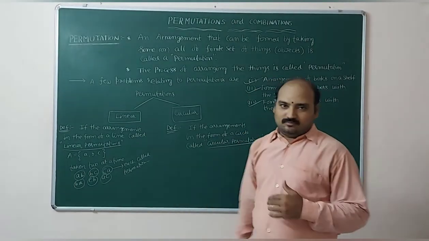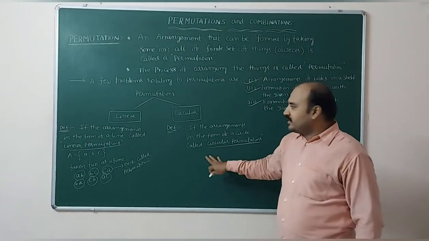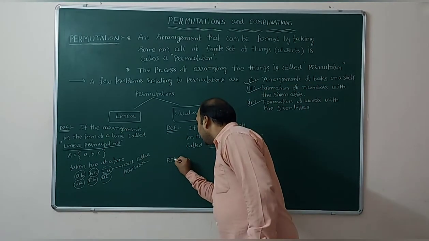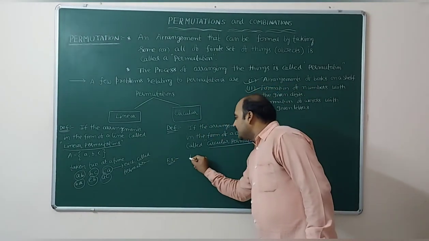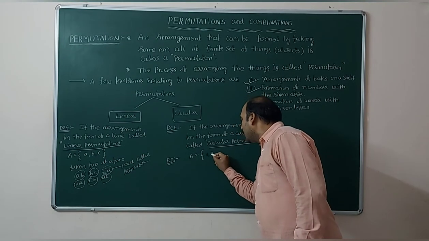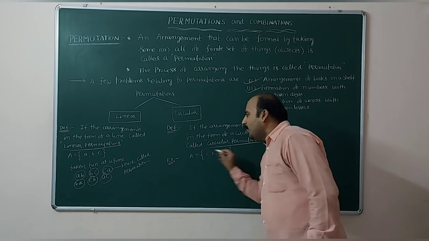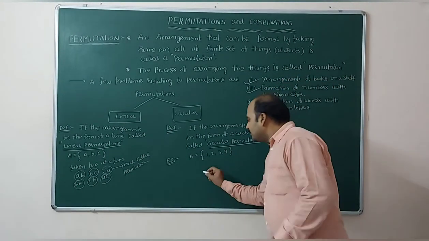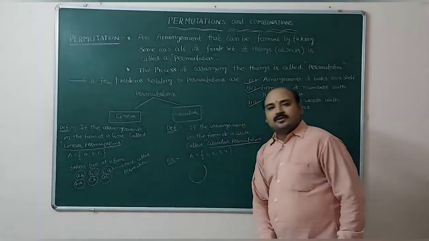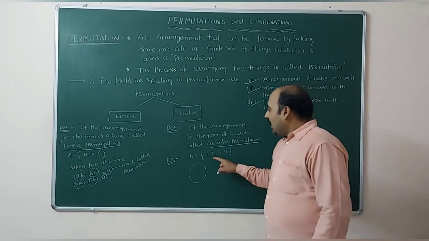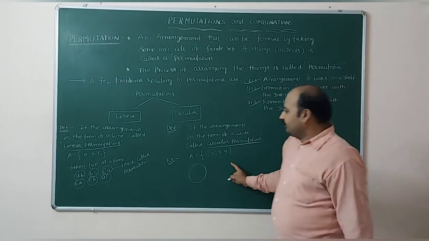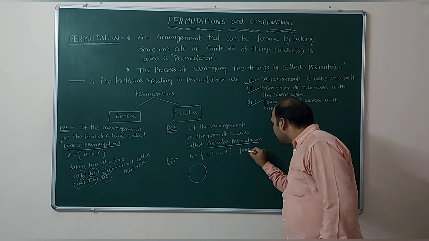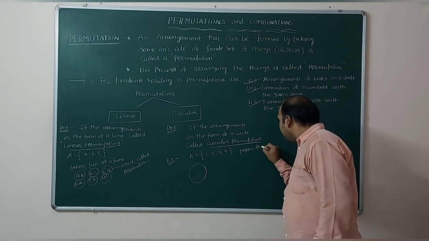So how will we permute these types of circular arrangements? We will take one example. Consider a set containing 4 elements: 1, 2, 3, 4. Instead of taking alphabets, I am taking numbers here. Observe, this is the circle. I am taking 3 at a time from these elements.